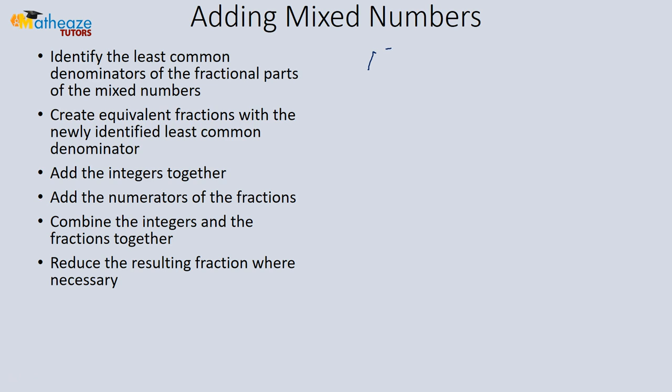And let's take one final example. 1 3/11 plus 5 1/6. First thing we're going to do is add up the integers. 1 plus 5 gives us 6. We have 11, which is a prime number, and then we have 6. So your least common denominator is going to be 11 times 6, which is 66.